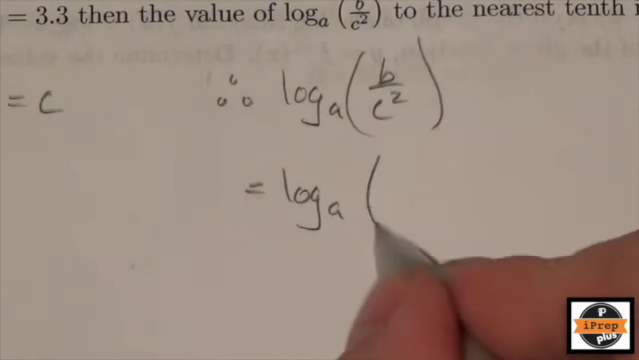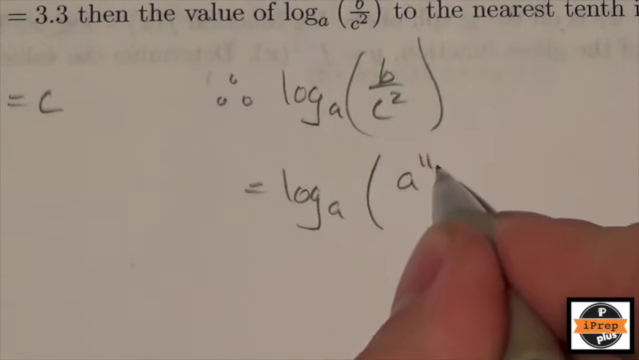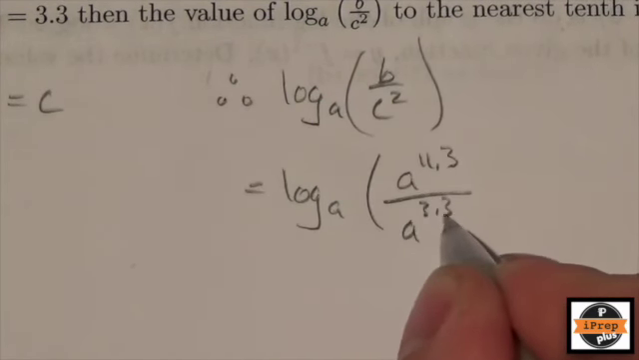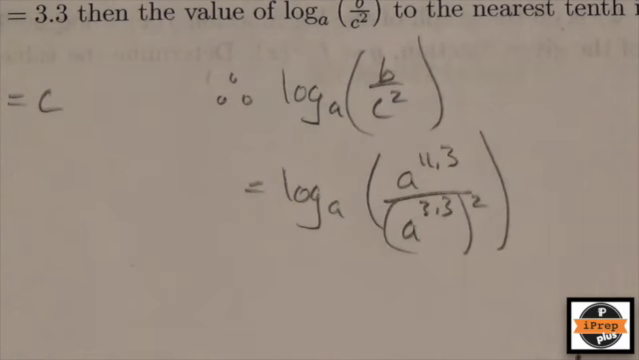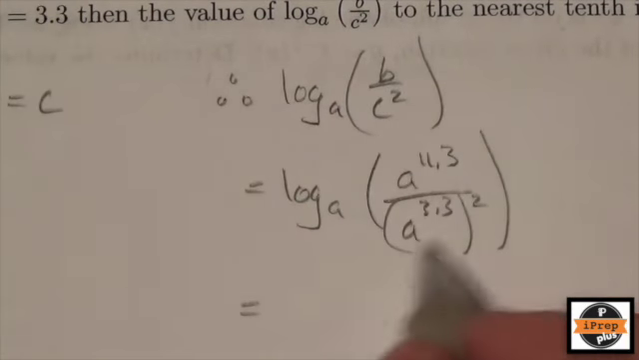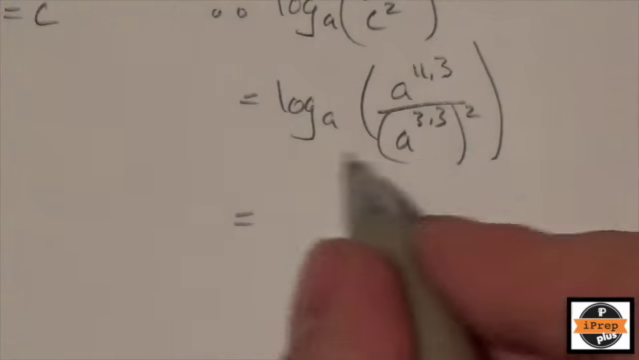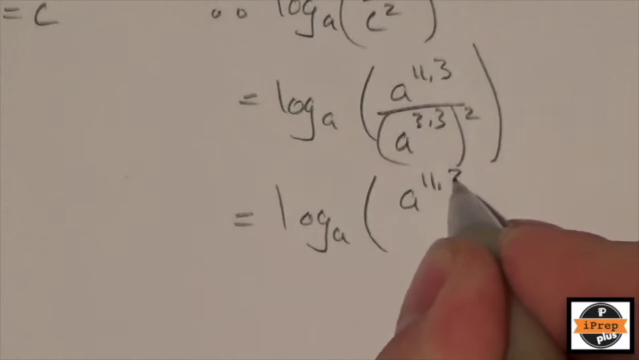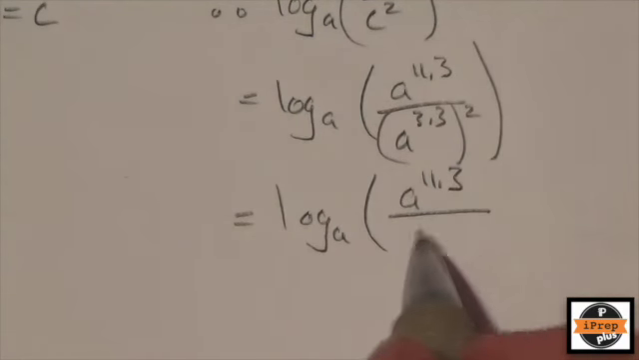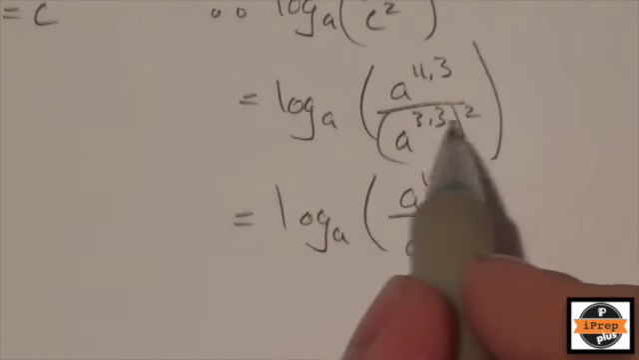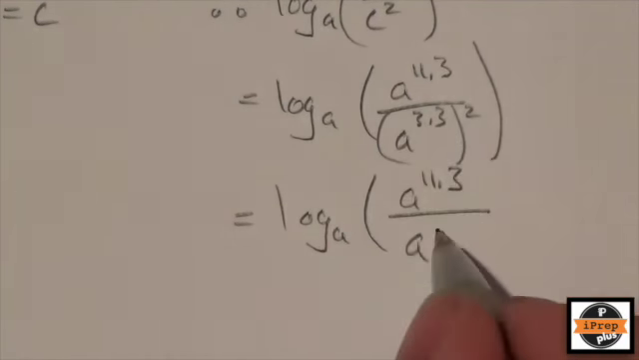So this will become the log base a of, well, b was a to the 11.3. And c was a to the 3.3, but remember that c was being squared, so I have to square that. Now I've got a set of brackets around the argument, and I'm going to simplify what's inside. I can't do anything with the numerator, so it'll just be a to the 11.3. But I can do something with the denominator. Remember I multiply those powers together, so it becomes a to the 6.6. Good, I've simplified that denominator.